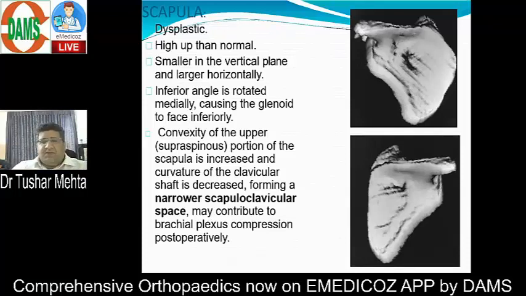So the bottom line remains the same, it is dysplastic. It is expanded more horizontally and decreased in dimensions vertically. It is higher than the normal. The inferior angle is rotated medially so that the glenoid faces inferiorly, and then the convexity is increased, particularly of the supraspinous part of the scapula, leading to decreased scapulo-clavicular distance and brachial plexus compression.